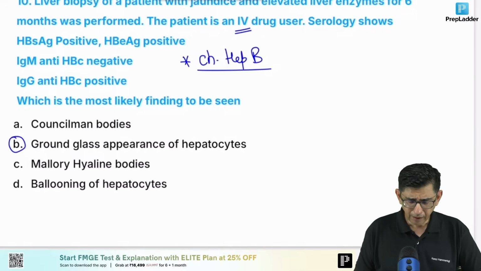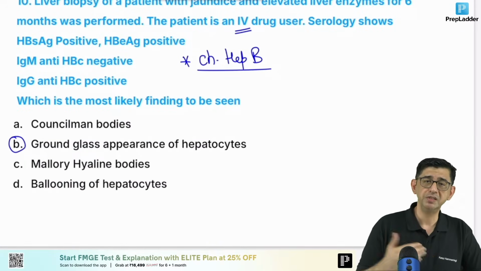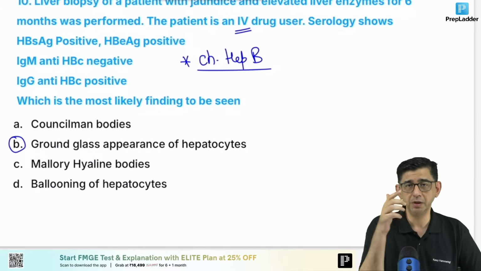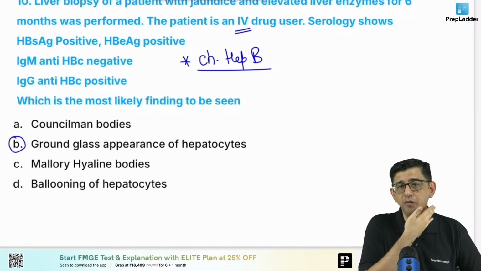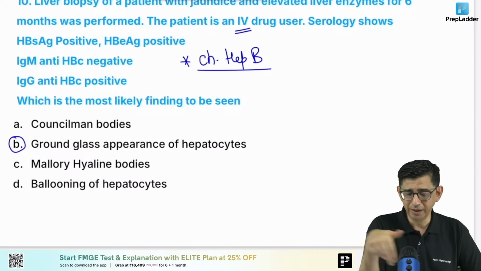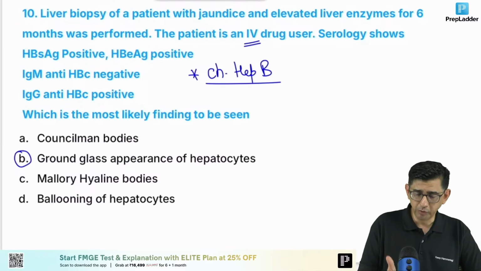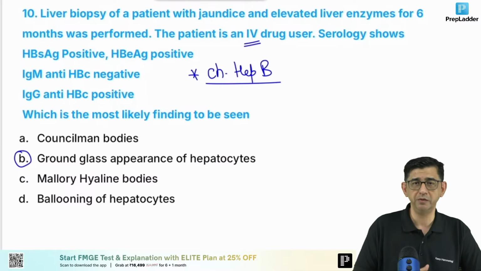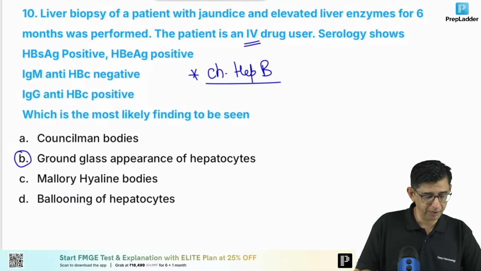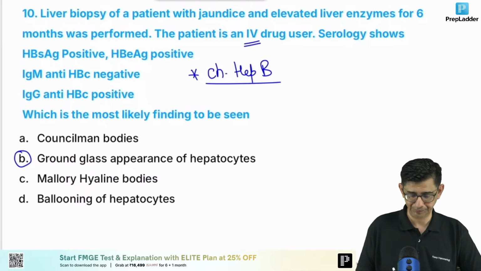Okay. Councilman bodies, doc, would be more for patients where they are progressing towards cirrhosis. You know, chronic hepatitis B, when they progress more towards the later part of chronic persistent hepatitis, and then progress into cirrhosis. Before conversion into cirrhosis, the chronic persistent hepatitis is where they would be like Councilman bodies. But at this moment, it's a chronic active hepatitis 6 months into the disease. So what I expect is the ground glass appearance of hepatocytes. The surface antigen is positive in the patient. So Ankur, you have a good point, but then we have to select the most appropriate option here.